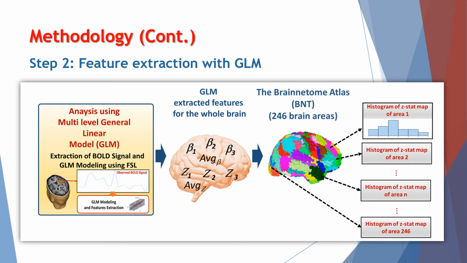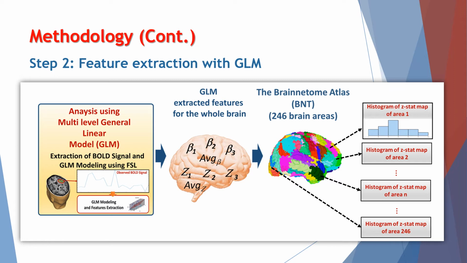How to reduce this number of features? So we applied brain parcellation using the brainnetome atlas in order to group the voxels of each brain area. Now the question is, how can we represent or group the voxels for each area? So we calculate a histogram of 6 values for each area. These values represent the percentage of the voxels for a specific area in 6 z-statistical levels.